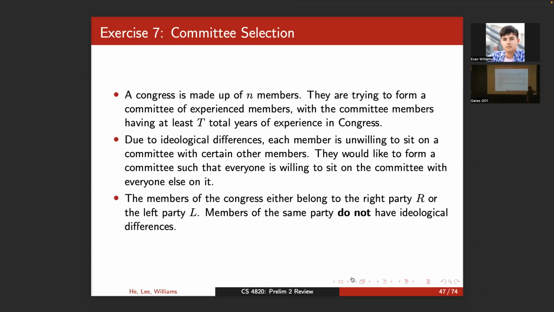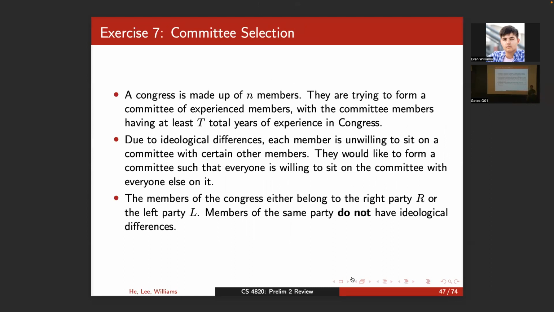Okay. So we have a Congress that's made up of N members, and they're trying to form a committee of experienced members. You want committee members to have at least 2 years of experience in aggregate. There's an issue though, in that we have ideological differences between members of our Congress. Each member is unwilling to sit on the committee with another member with which they share ideological differences. So, in general, if we tried to solve this problem, it would be NP-complete.